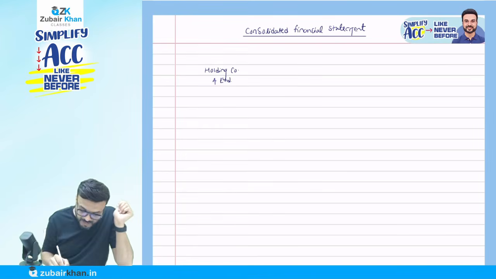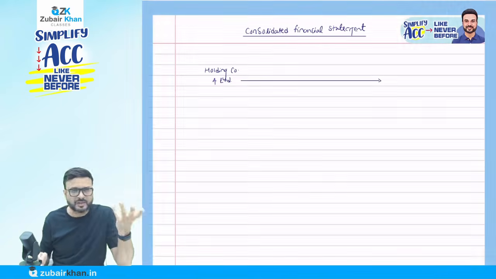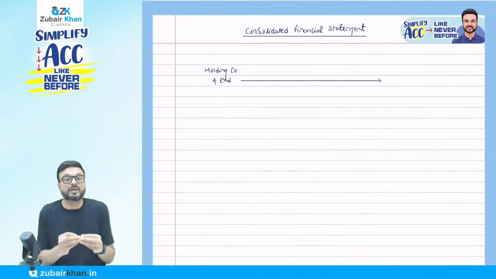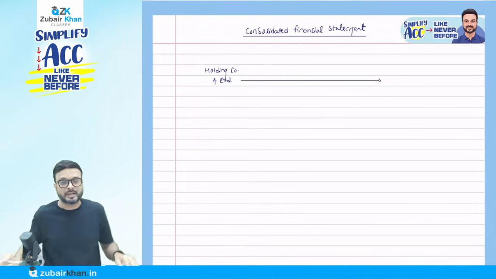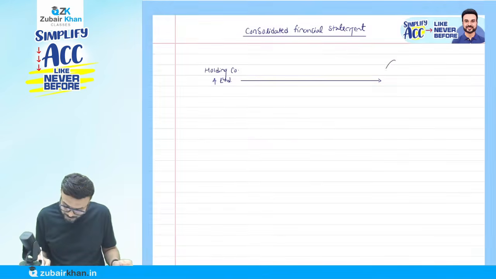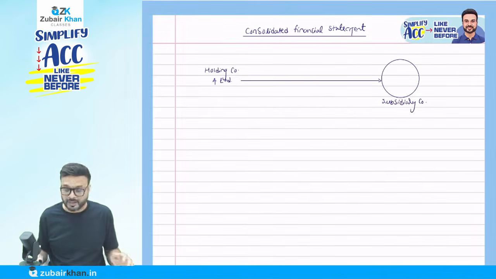Now this A Limited actually holds more than 50%. If they have control over some other company, we call that a subsidiary company. So suppose it holds more than 50%. There is one more company, and let me call it a subsidiary company. Let me write it down here. Subsidiary company, let's say B Limited.